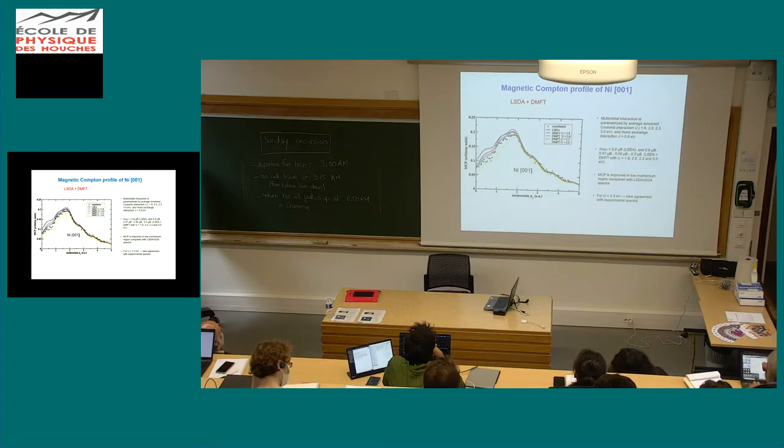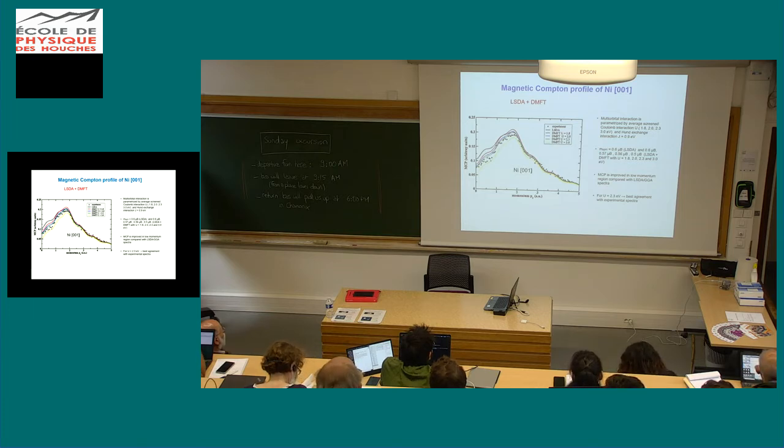Further, after the treatment of the electron correlation by the LSDA plus DMFT approach was implemented into the code, we could see the influence of this electron correlation on the magnetic Compton profile. Here is again nickel 001, the principal direction. The multi-orbital interaction in LSDA plus DMFT is parameterized by the average screened Coulomb interaction, this Hubbard U, and the Hund interaction was kept constant. So what we did, we just increased the value of the Hubbard term from 1.8 to 3.0 and saw the effects of the electron correlation on the profiles.